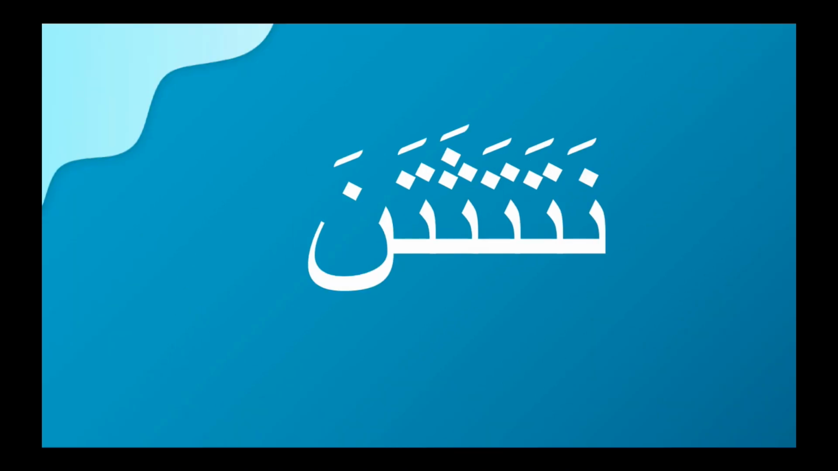So now we have looked at three wave letters. The letter with one dot on top is our letter Noon, two dots on top, Thaa, and three dots on top, Thaa. Let's try this one. It has three of our wave letters mixed together.